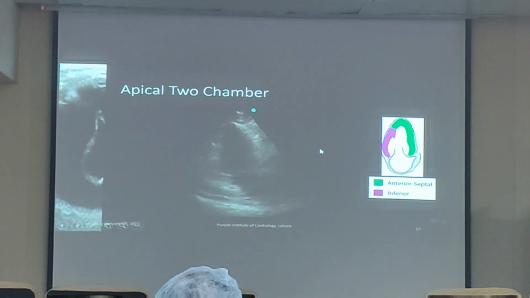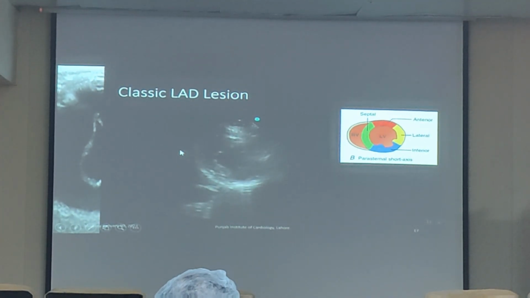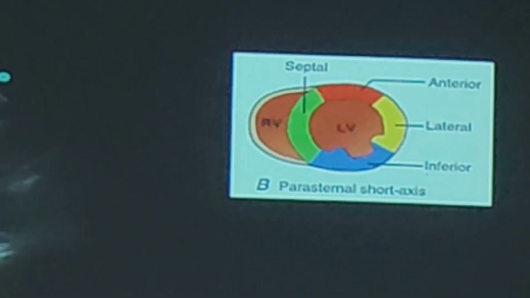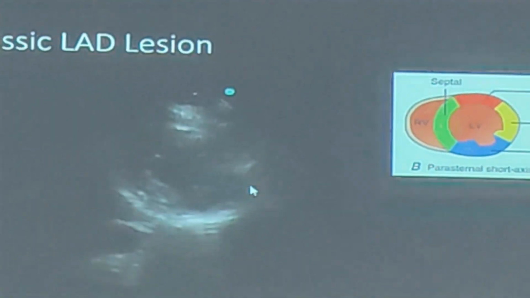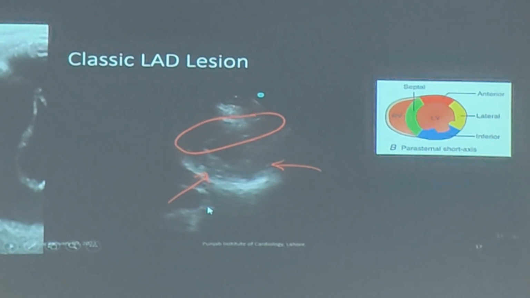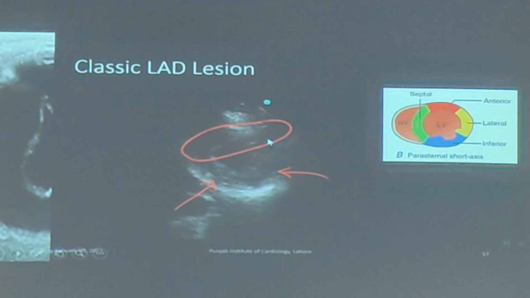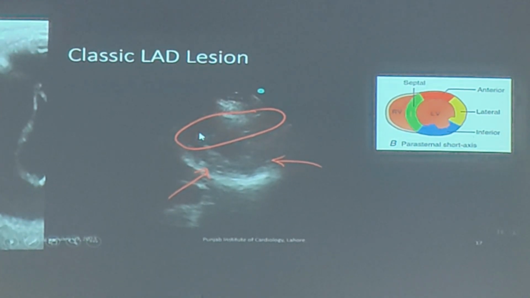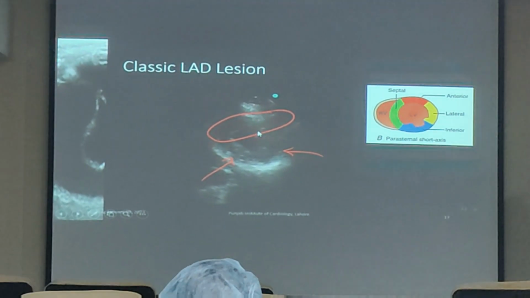This is the apical two-chamber view. Now, to look for the classic lesions: if the lesion is present in the LAD, how will it look on the echocardiography? For the septum, you can see that this is a short axis view at the level of the mid papillary level, and this is the septum. This is the RV, and this is the septum, and this portion is supplied by the LAD.